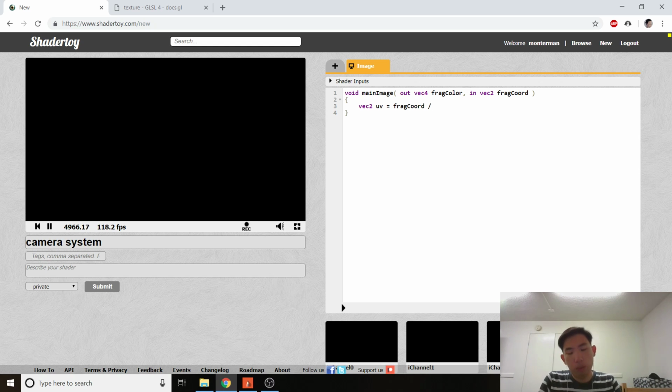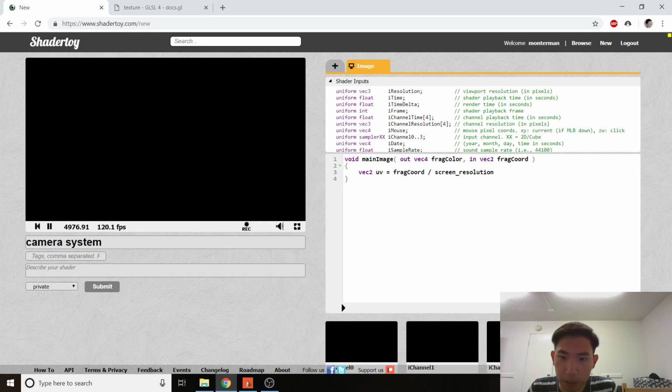We need something we need is screen resolution, right? We need to divide by the width of the screen. Well, how do we get something like that? Well, if you click on shader inputs, it will show you all the uniforms to the shader. These are like global variables that are constant during the shader execution. You can think of it that way. So iResolution is actually something we want.